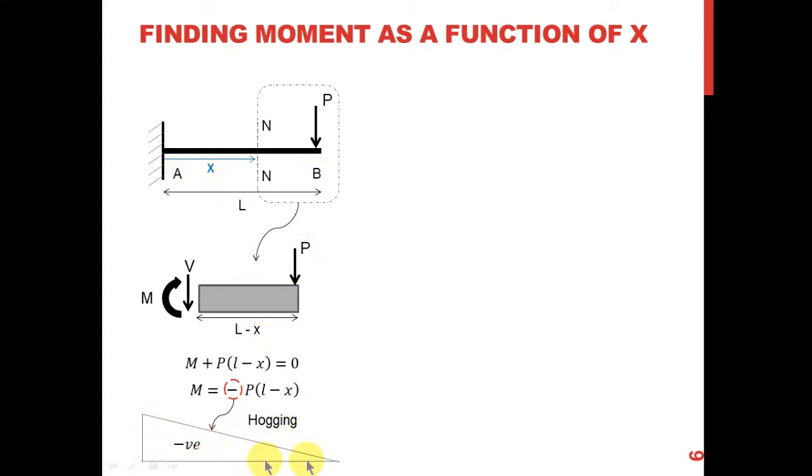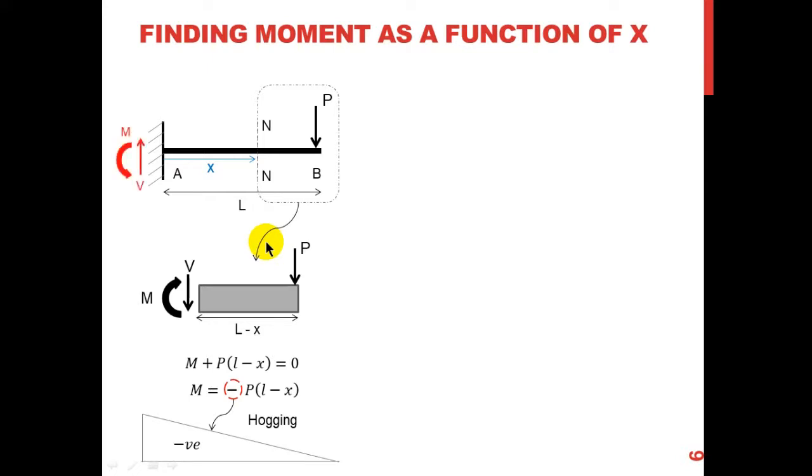So that tells me that this is a good indication, because I'm writing a negative sign here, and that is because if I find the moment along this beam, it's going to be a negative moment. It's going to be a hogging moment. So this is just to make sure. Okay, this is from the bending moment diagram.